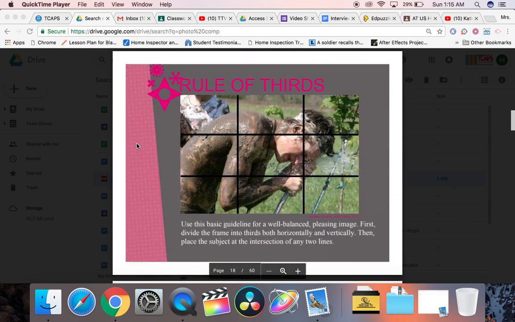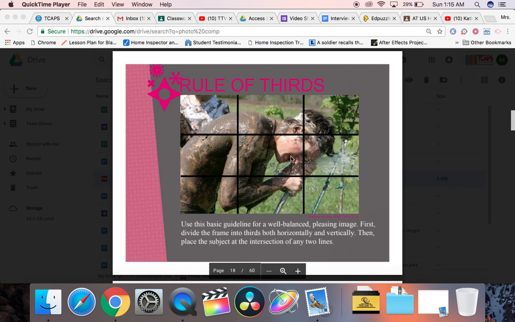So probably the biggest composition rule in photography and videography is the use of rule of thirds. I want you to imagine every time you look through the viewfinder of the camera that there is a tic-tac-toe board and that you put the center of interest on one of the intersecting points of the tic-tac-toe board. So here, or here, or here, or here.